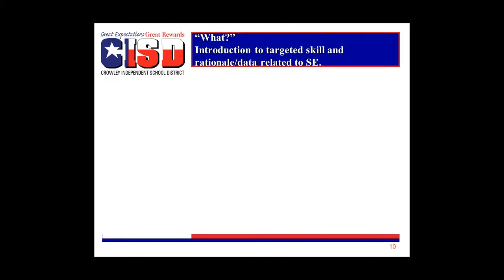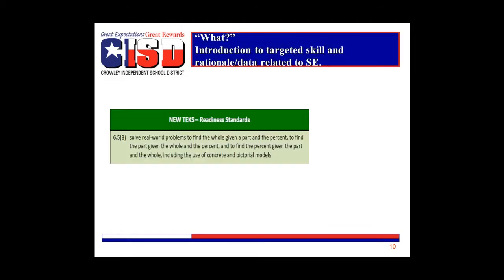Now that you have completed the content builder, as part of the PLC process, the what, we will discuss our targeted standard. For the second 6 weeks in 6th grade math, we will target 6.5B. We have selected 6.5B since it is a new TEK for 6th grade this year and was previously a 7th grade readiness standard.